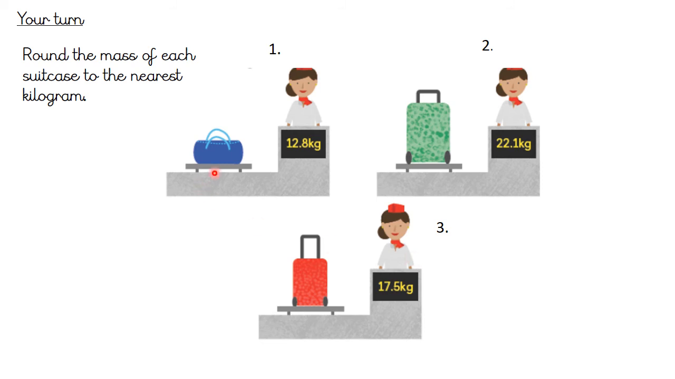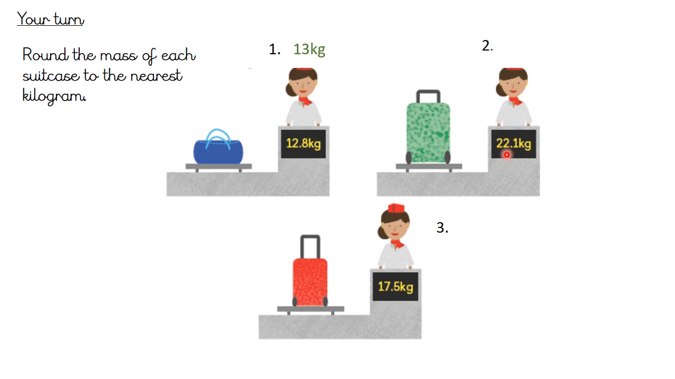Okay, so number 1, 12.8 kilograms rounded to the nearest kilogram. Now we know 12.8 falls between 12 and 13, so we need to decide whether we're rounding up or rounding down. So I will look at this 8, and I know that 8 is after 5, and any number after 5, 5, 6, 7, 8, 9, we round up. So therefore 12.8 kilograms rounded to the nearest kilogram is 13 kilograms.